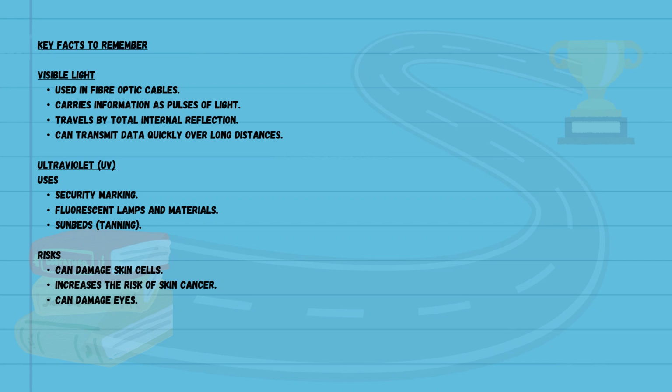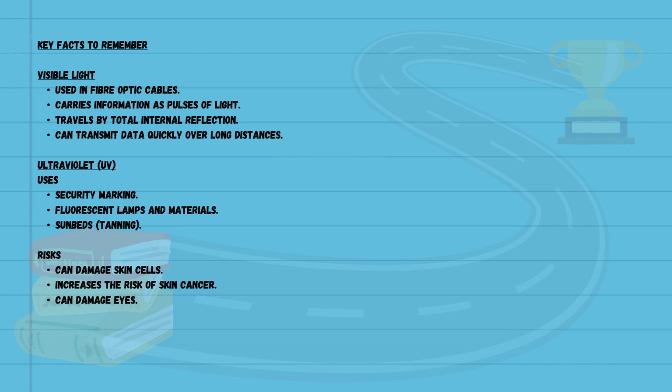Key facts to remember. Visible light. It is used in fiber optic cables. It carries information as pulses of light, travels by total internal reflection, and can transmit data quickly over long distances.